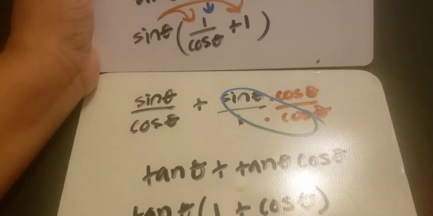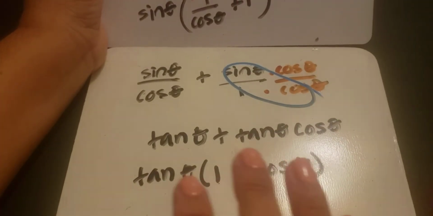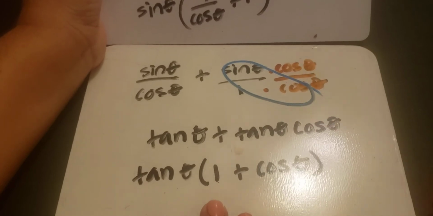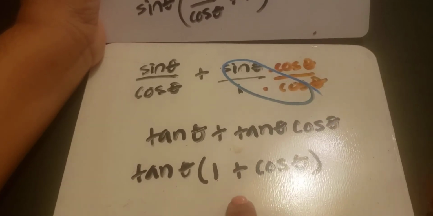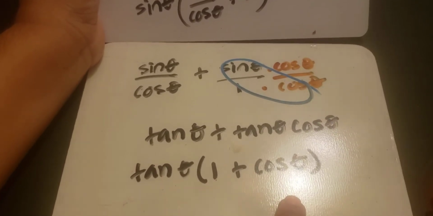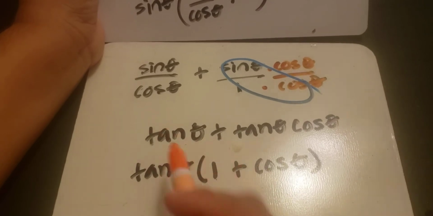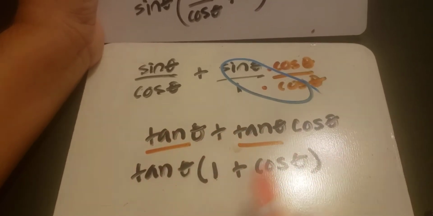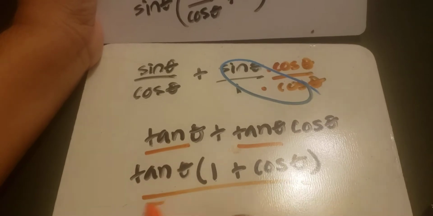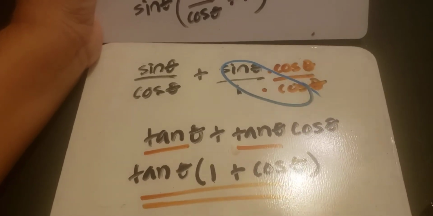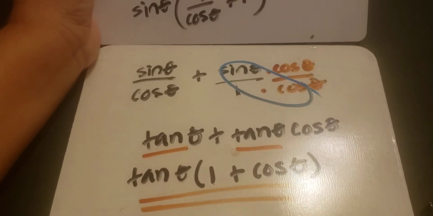And you know what, guys? I've exhausted everything. There is nothing I can do anymore. Tangent of theta times 1 plus cosine of theta. So I factor out a tangent of theta. And honestly, I can't do anything else. So this is what I have, okay? And let me go over it before I even touch the right side, okay?